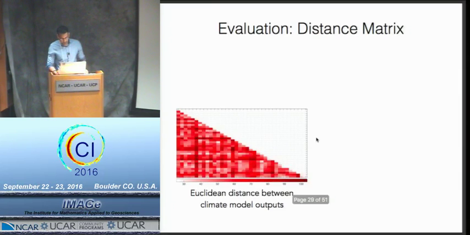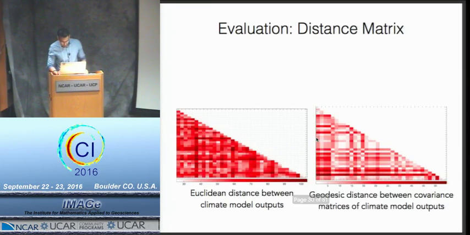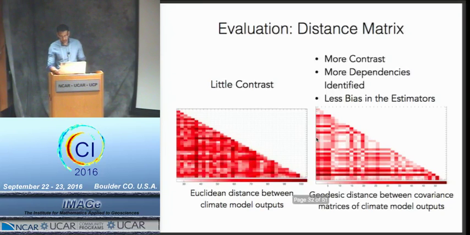So here I showed two images. One is from the Euclidean distance between the climate model outputs, and another is from the manifold distance of the covariance matrices. What's interesting is that the Euclidean distance has very little contrast, while the geodesic distance on this manifold has more contrast, which says that it has identified more dependencies and hence less bias in the estimator.